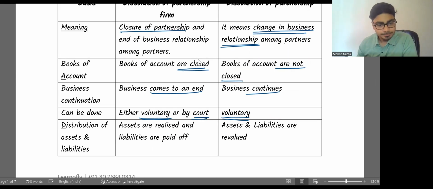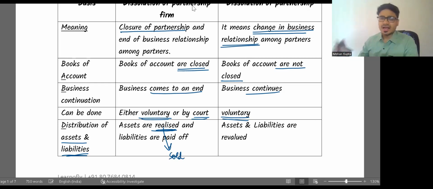Assets and liabilities. In dissolution of partnership firm, assets are realized. Realized means sold off. So the assets are sold. In our example, Santa and Banta will sell their assets when the business is closed. And the liabilities will be paid off.